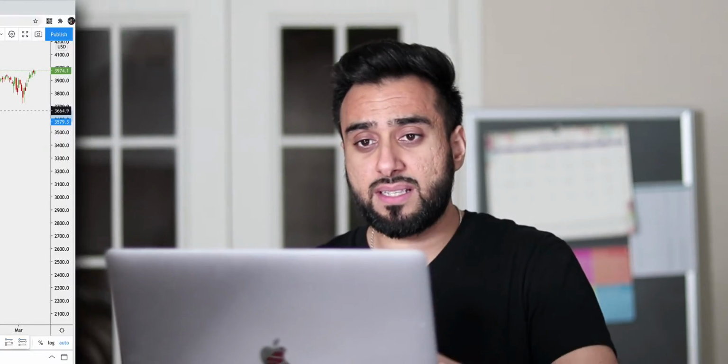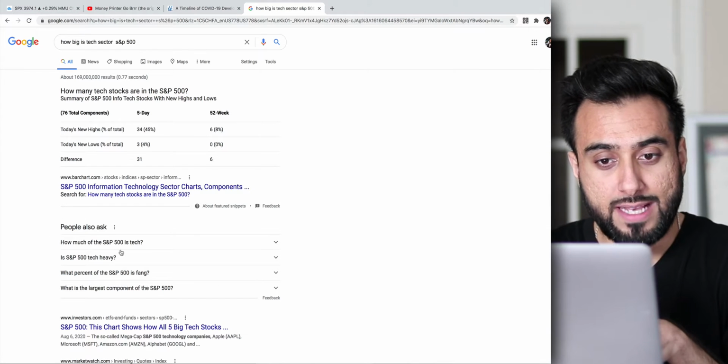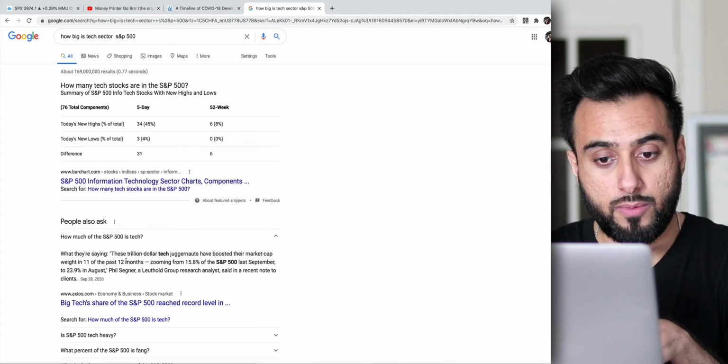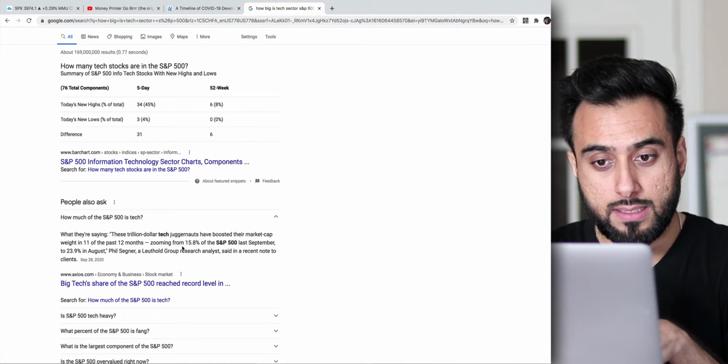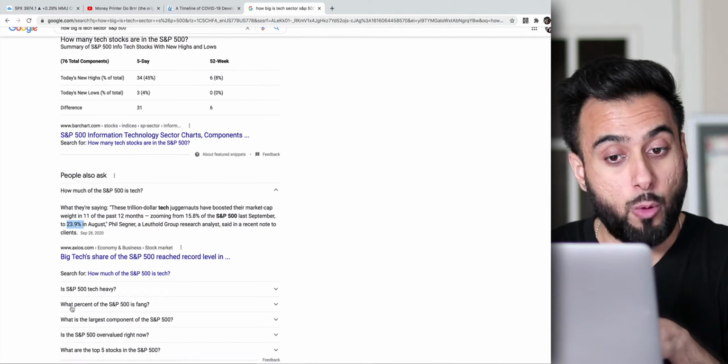So now we put our little fundamental analysis hat on, we put our smart cap on, and we do some more digging, right? So how big is the tech sector in the S&P 500? Let's figure it out. Right here, it says how much of the S&P 500 is tech? Around 23%.